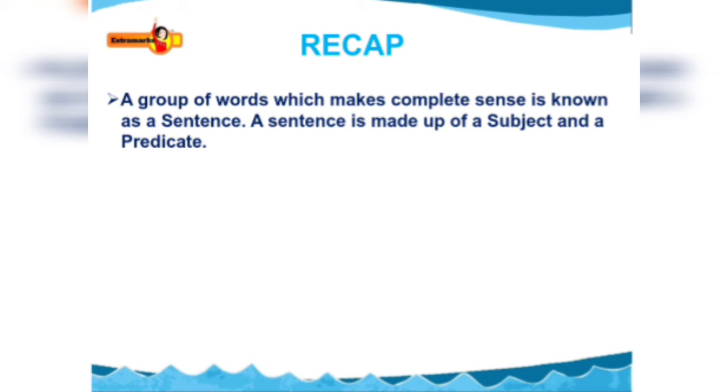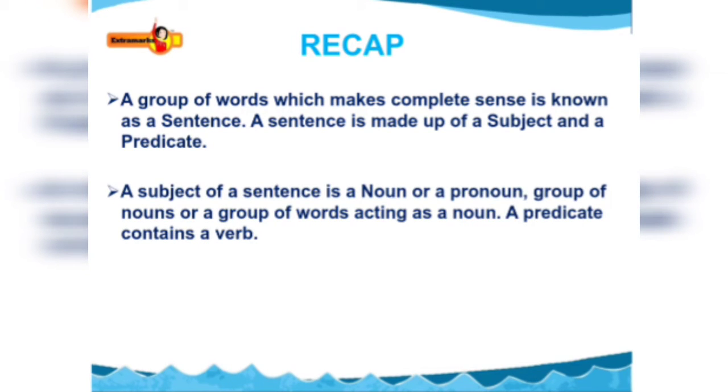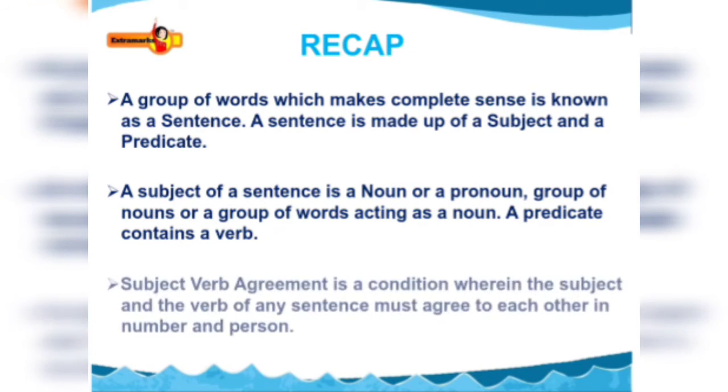A group of words which makes complete sense is known as a sentence. A sentence is made up of a subject and a predicate. The subject of a sentence is a noun or a pronoun, a group of nouns or a group of words acting as a noun. A predicate contains a verb. Subject-verb agreement is a condition wherein the subject and the verb of any sentence must agree with each other in number and person.